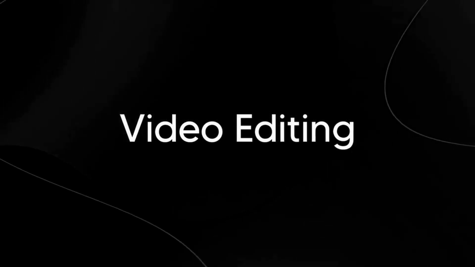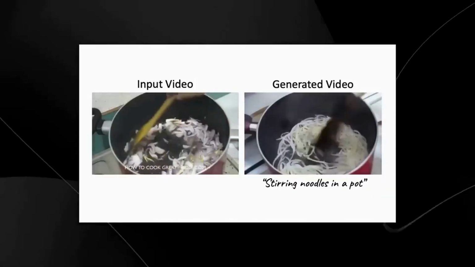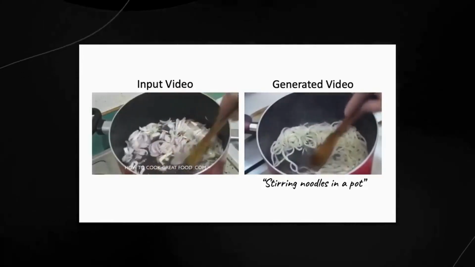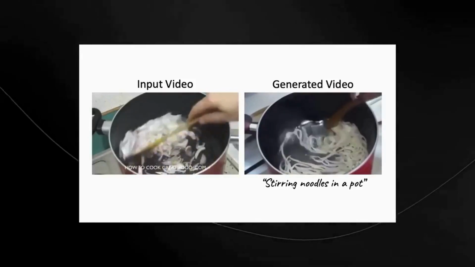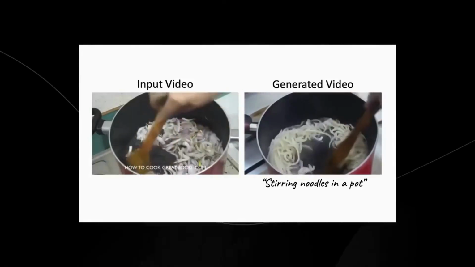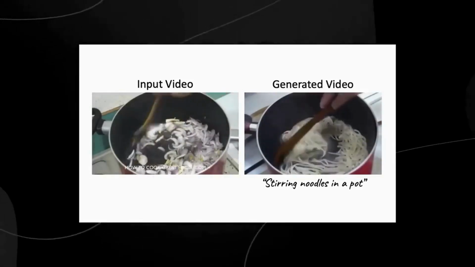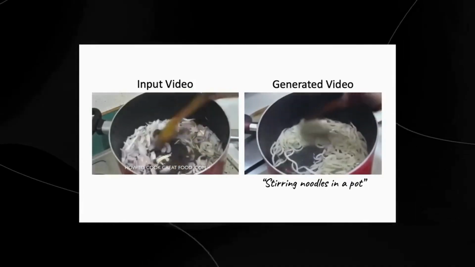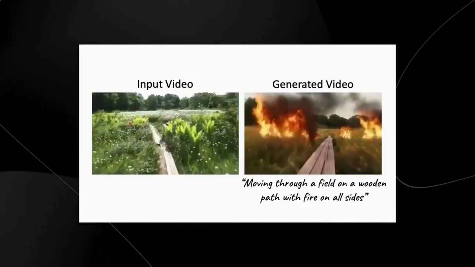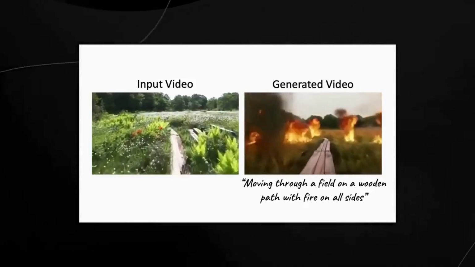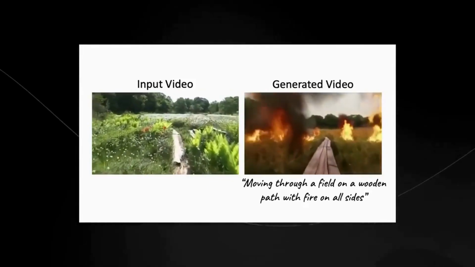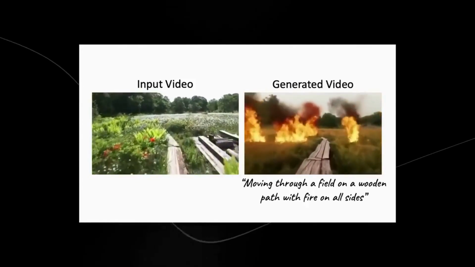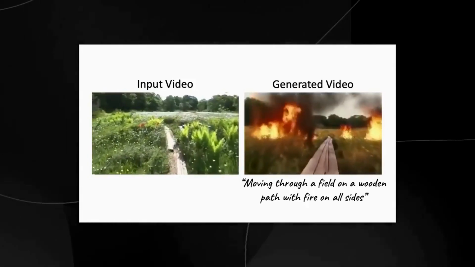But like I said, there are some other examples that I do want to show you from Google DreamIX in the video editing aspect. So you can see right here, the input video is of course them cooking some onions. And then of course they added the text prompt of stirring noodles in a pot. And you can see right here that of course they are stirring noodles in a pot. So when it comes to the video editing aspect, these examples that I'm showing you right now showcase how powerful this new software is. You can also see that it says moving through a field on a wooden path with fire on all sides. And you can see that from the input video, the generated video is honestly really good.